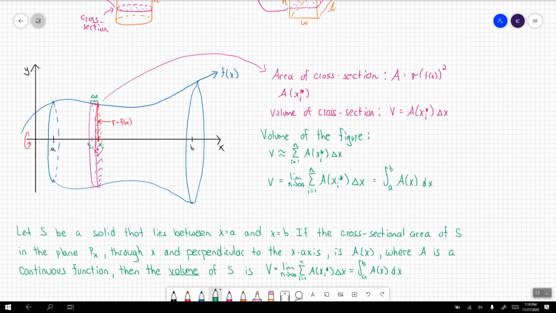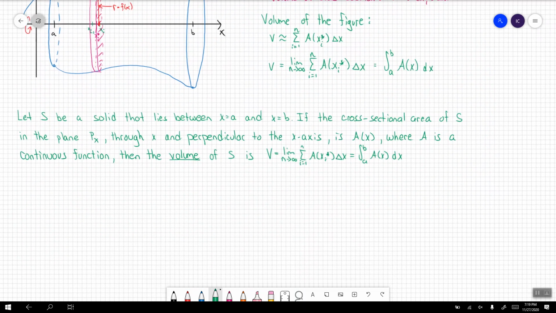And so we now want to use this type of definition to go forth and evaluate these type of integrals that we're going to be observing. So let's jump into some examples.